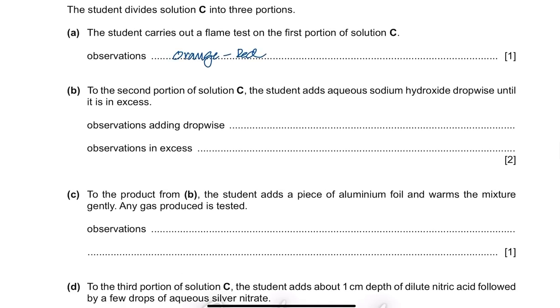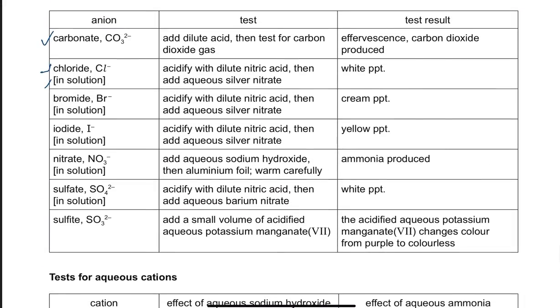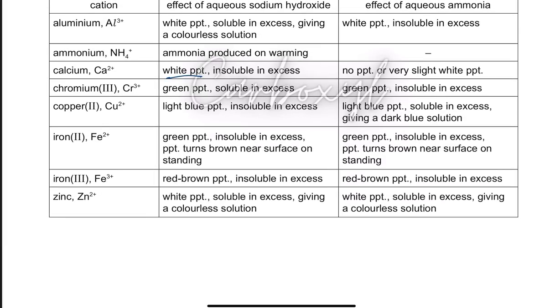Part B says the second portion of solution C, the student adds aqueous sodium hydroxide dropwise until it is in excess. Observation, obviously, NO3- ion aapke paas present hai, aur aapke paas calcium 2+ ion pada hai, to aapko pata hai ki addition of aqueous sodium hydroxide would have no effect on nitrate ion, because for it to have an effect on nitrate ion, you have to warm it and provide aluminum foil, which he's doing in the third portion. Isme, it'll only have the effect on the calcium 2+ ion. So you just go down again. Like, this is literally how easy it is, right? You could check it here. For calcium 2+ ions, a white precipitate would form, which would be insoluble in excess. And that is the answer for it.